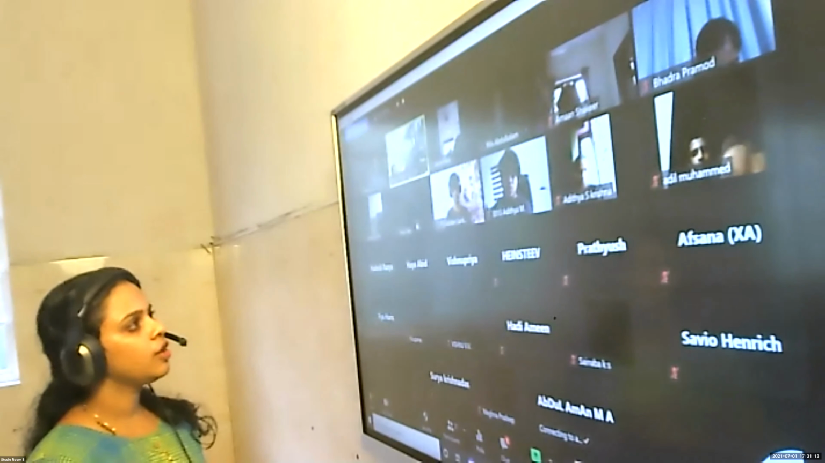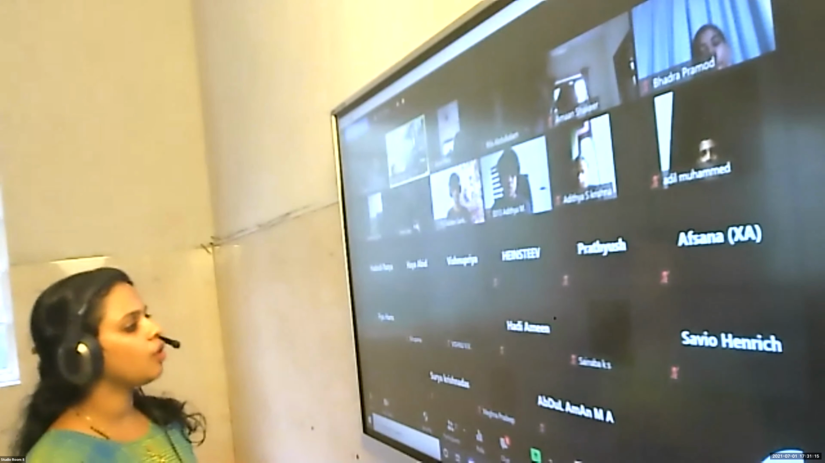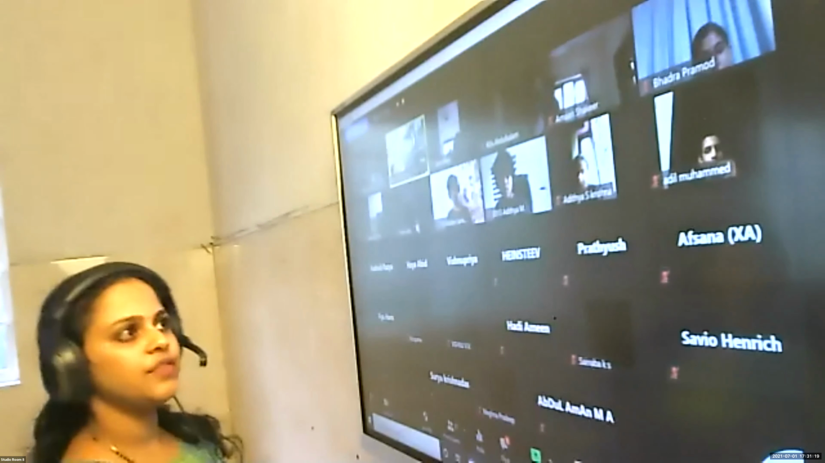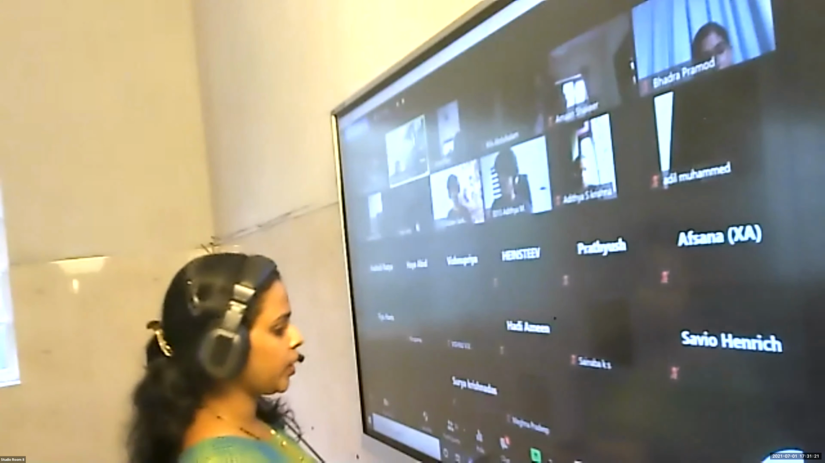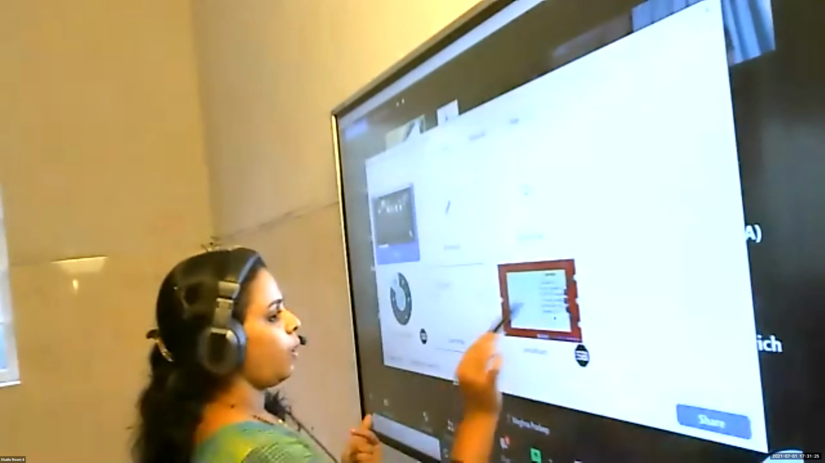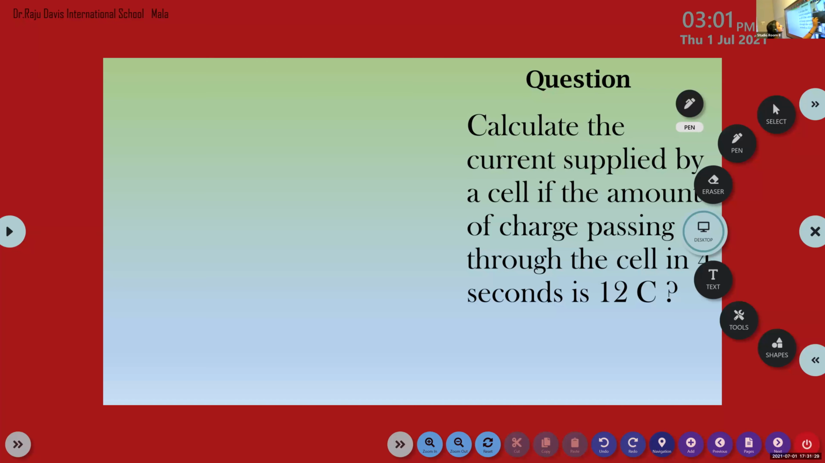Okay. So I hope all these topics are clear. Now we can practice some problems based on this equation. After that we can move to the next topic. Okay. Are you ready? Can we start? So this is your first question. Calculate the current supplied by a cell if the amount of charge passing through the cell in 4 seconds is 12 coulomb.